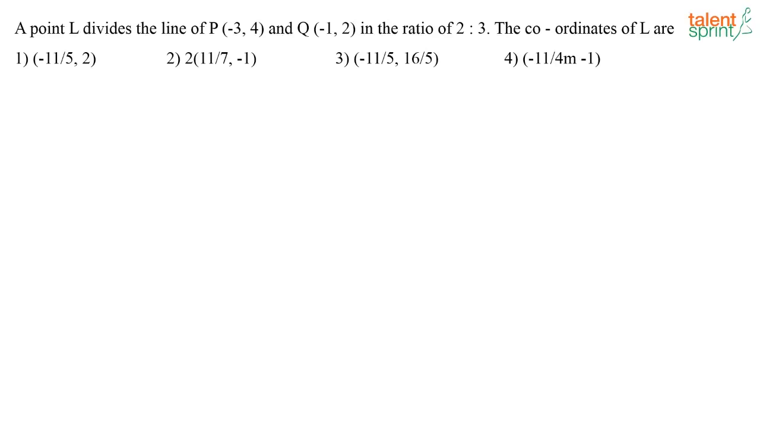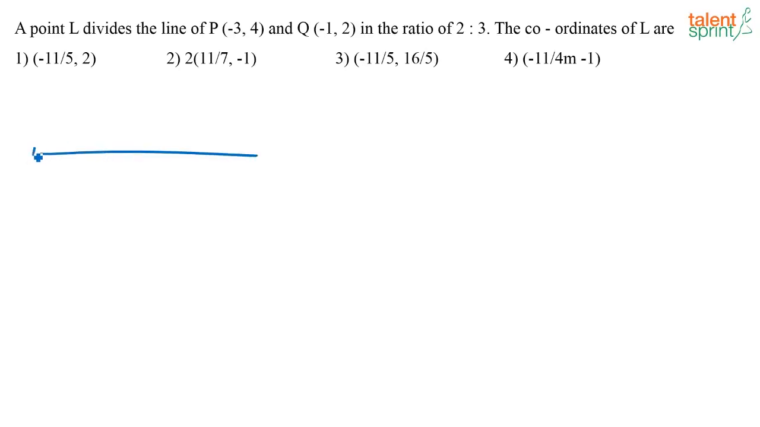Now let us look at the next question. If a point L divides the line joining P, that is 3, minus 3, 4, and Q, that is minus 1, 2, in the ratio 2:3, the coordinates of L are dash. How will you approach this question? See, if you know the section formula, it is very easy to solve. What does the section formula say?